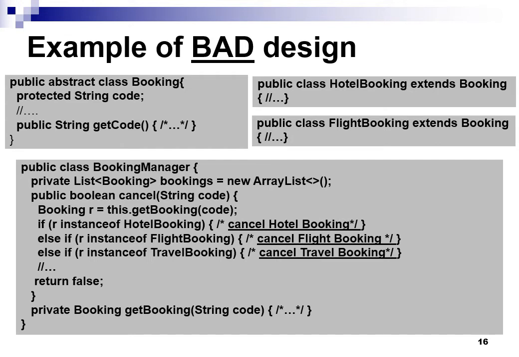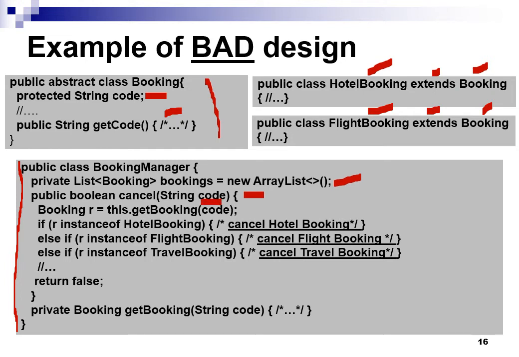So here we have an abstract class named Booking, which has a code and a getter. Then we may have other bookings that extend Booking, like hotel bookings, flight bookings, or other types of bookings like travel bookings and so on. Then we have a different class, BookingManager, that has a collection of bookings and a method cancel to cancel a booking. Given a code, we have a method getBooking that returns the booking that has that code. Nothing very spectacular, but look at what we do here.